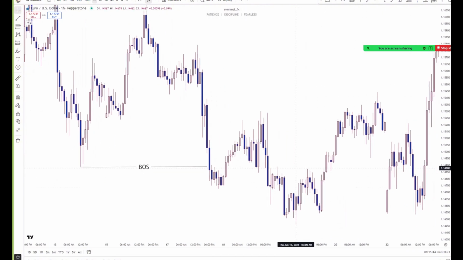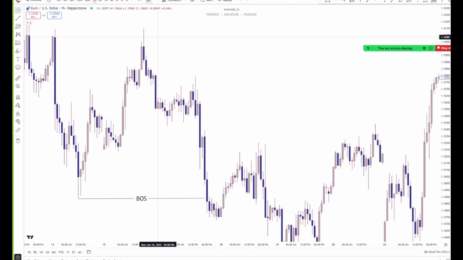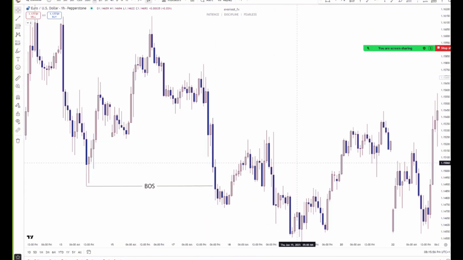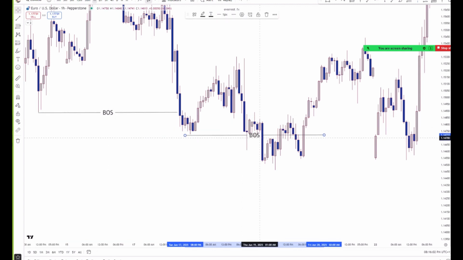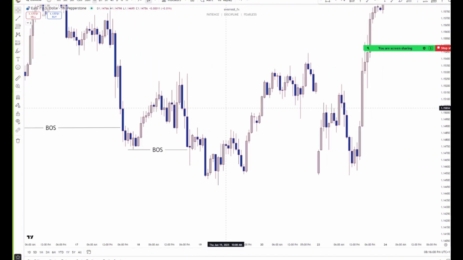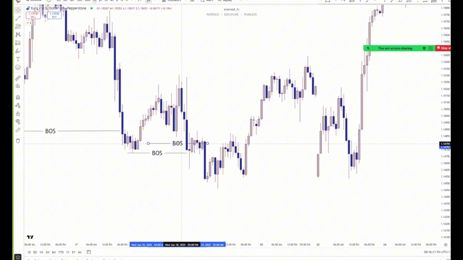This is a break of structure. This high is protected. Just know, if the market is on a downtrend, the market is only supposed to break the lows and not the highs. The highs are protected. Next, we have a break of structure here. The high is protected.